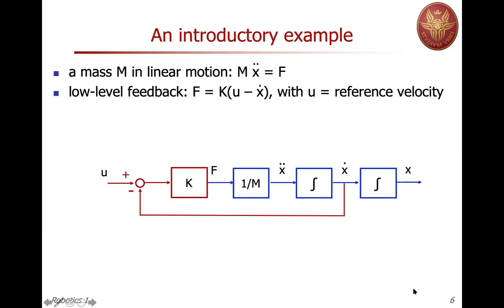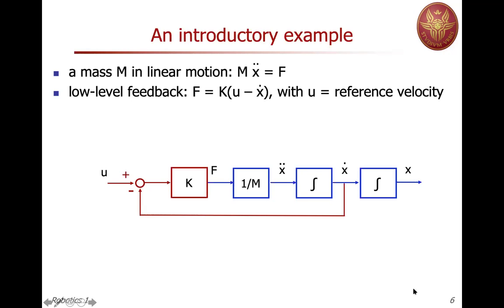But in fact, you cannot access F directly. What you can do is measure x dot, or better said, the low-level feedback can measure x dot and compare this with your command u. This is your reference velocity, the q r dot that I mentioned in the other slide, okay?